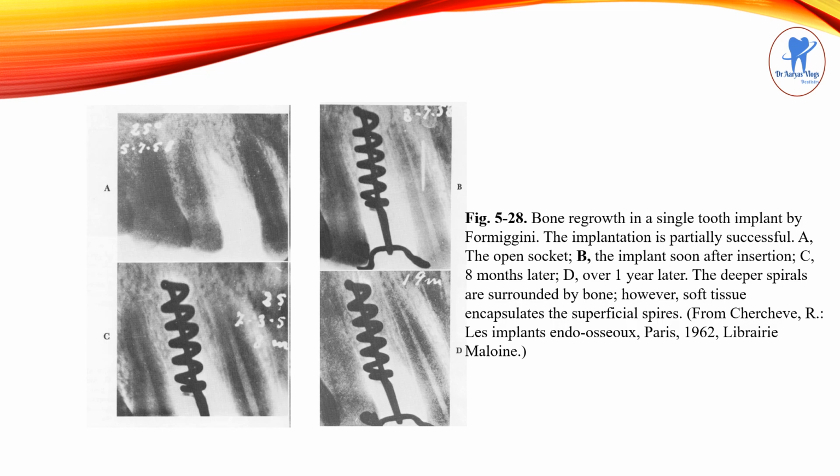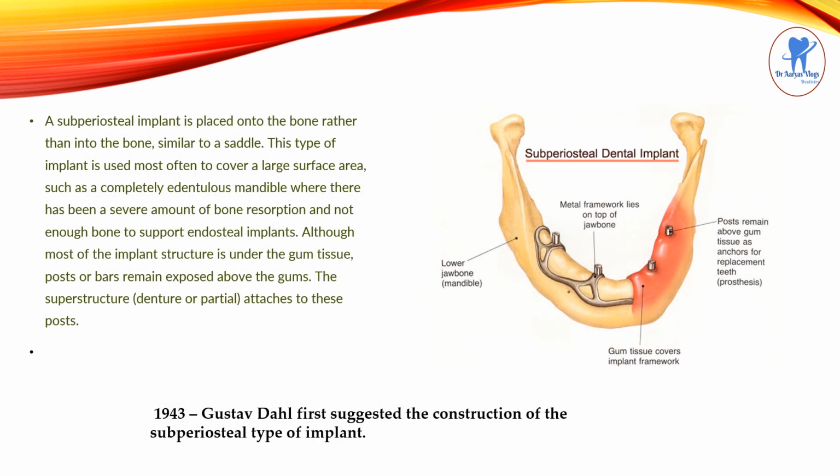In 1943, Gustav Dahl first suggested the construction of a subperiosteal type of implant. What is the subperiosteal type of implant? It is placed onto the bone rather than into the bone, similar to a saddle.